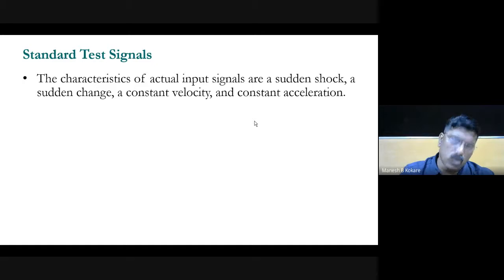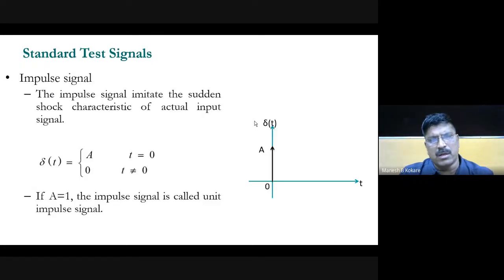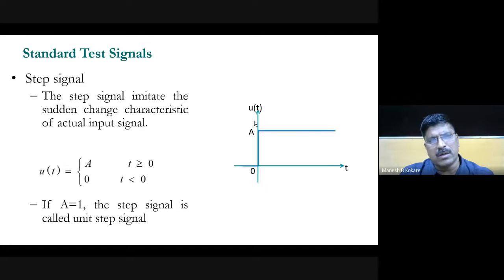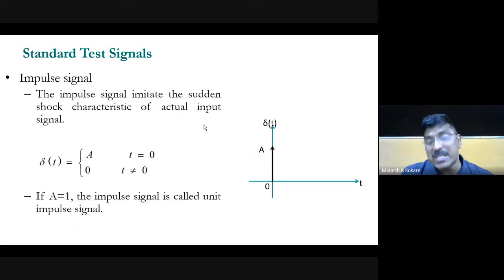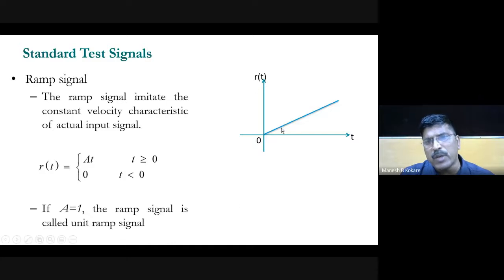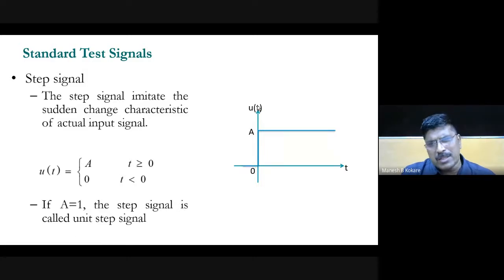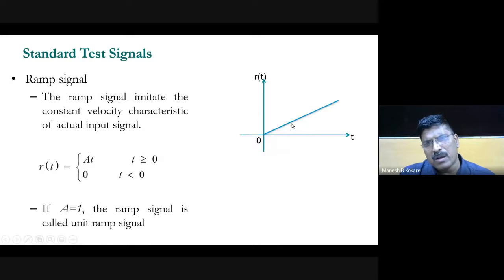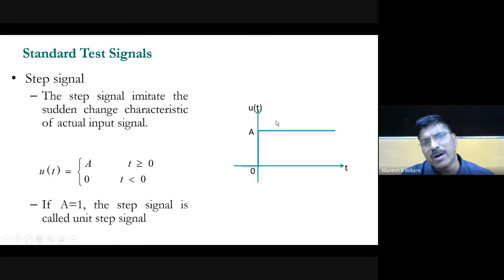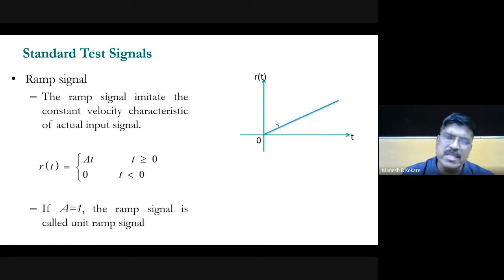and that's why it is called the standard test signal. Now look at the relation between these signals. If you take the derivative of the unit step signal, you will get the impulse signal, right? Similarly, if you take the derivative of the ramp signal, you will get the step signal. Or you can say the ramp signal is an integration of the step signal.